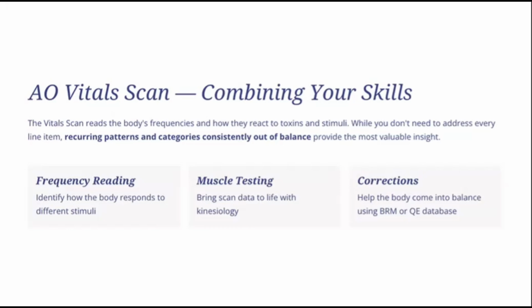In your basic training, you saw how to read the scans with the different numbers. And with the skill of muscle testing, we can now start to bring this information to life. And with further kinesiology practices and corrections, we can also help the body come into balance with those things that they are reacting with, if this is required. So we'll do the frequency reading, which is your AO scan vitals. We can use the muscle testing to bring the scan data to life. And then we've got corrections to help the body come into balance, using the RM or the Quantum Energetics database as we go through.